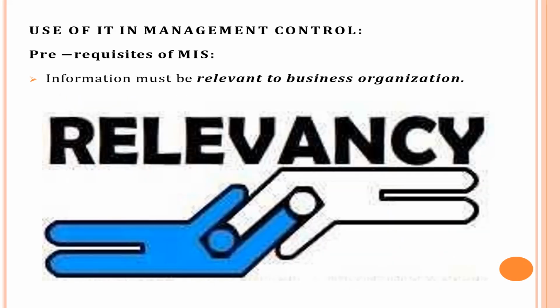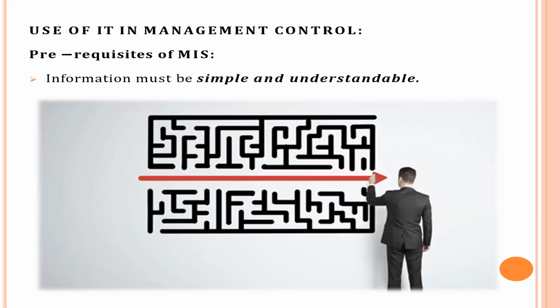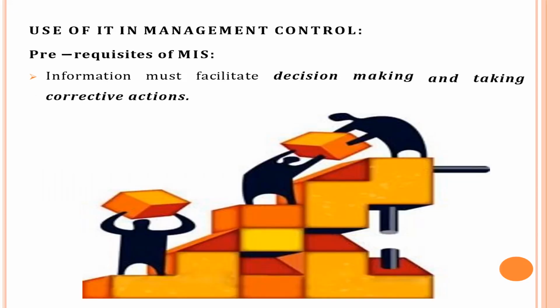Information must be relevant to the business organization. You should not duplicate or keep unnecessary information which is not relevant to the business and to the organization. And information must be simple and understandable so that it reaches everyone in the team. Information must facilitate decision making and taking corrective actions.